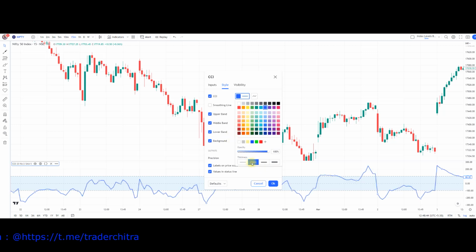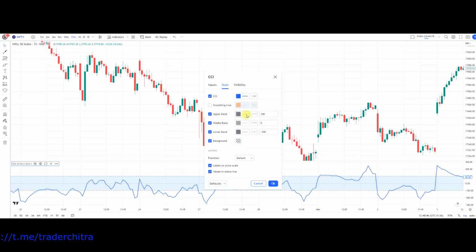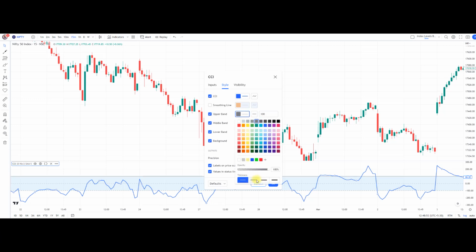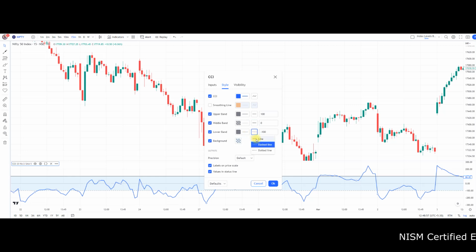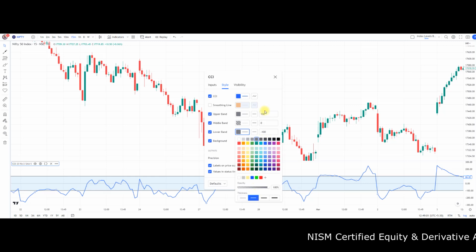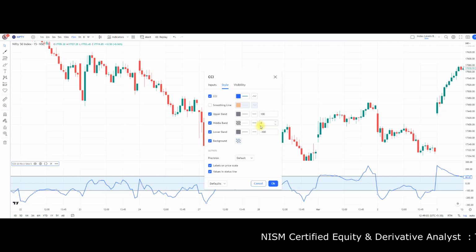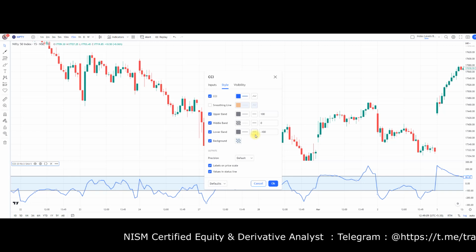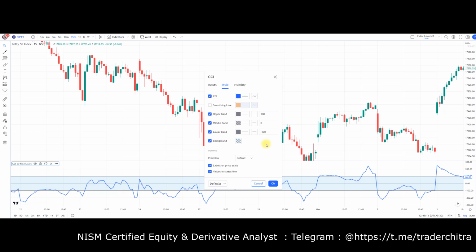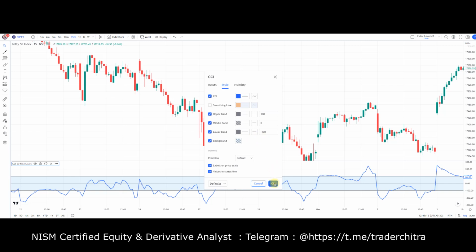I'm making this line a little thick. This is the upper band, and the upper band's range is 100. The middle band is always 0. And the lower band is minus 100. So these are the settings of CCI. If the CCI is above 100, it means that the trend is bullish. And if the CCI is below minus 100, this means that the trend is bearish.